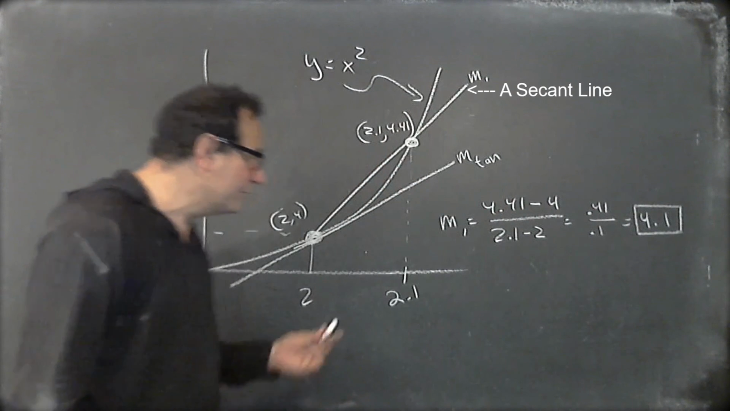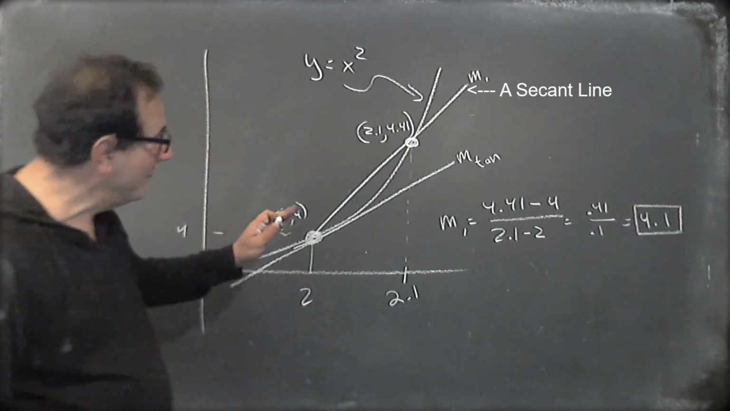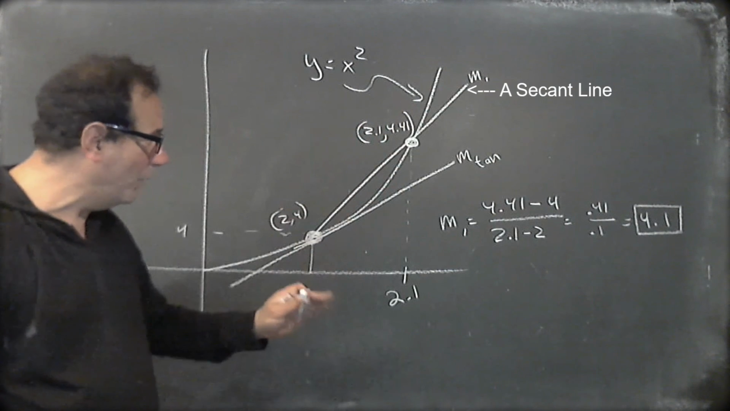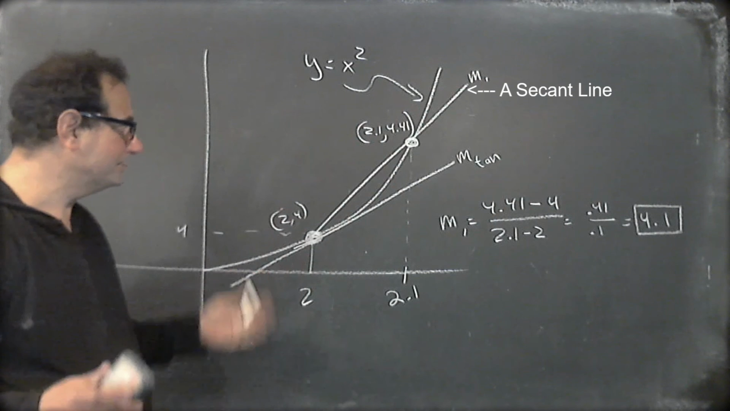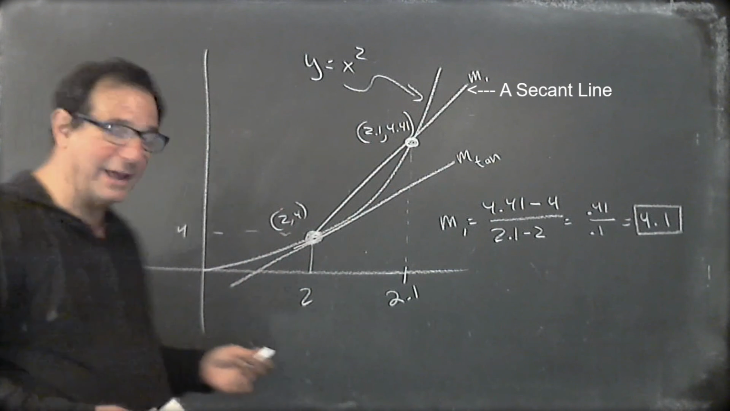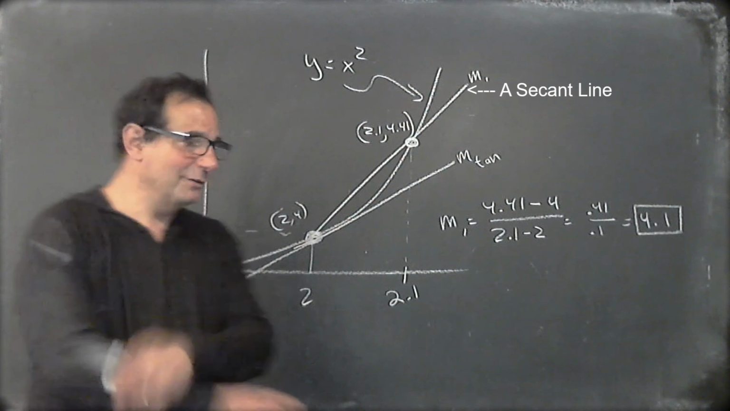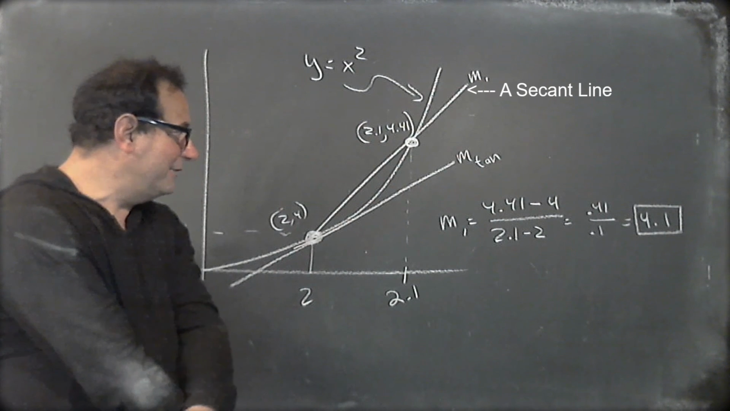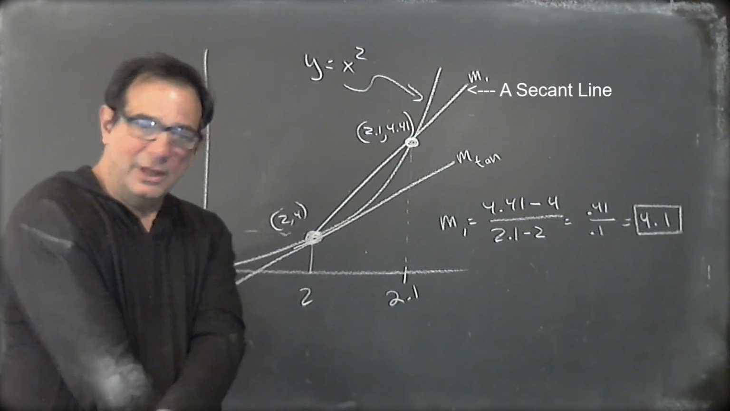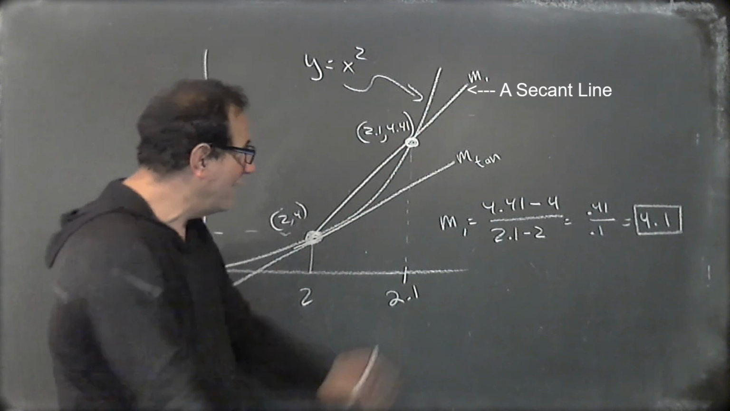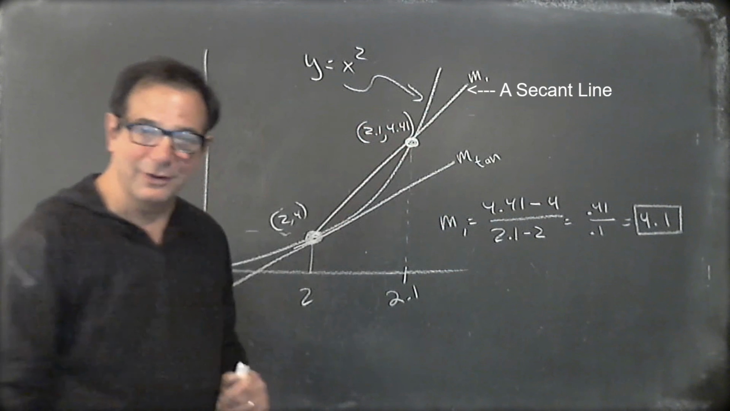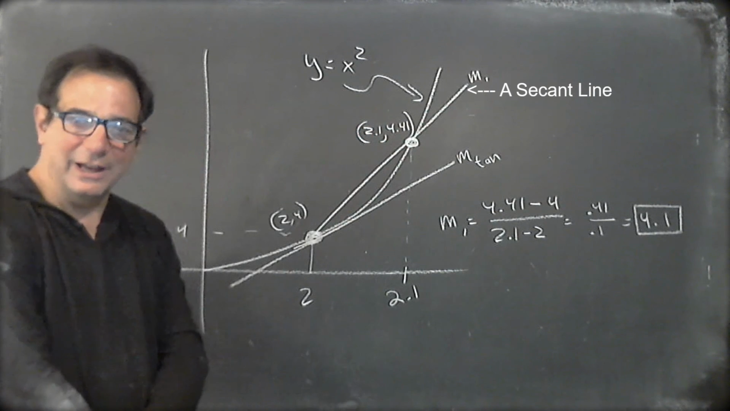So like I said, there's good news here, right? The slope of this line, which is close to the tangent line, is 4.1. Well, okay, that's good. And we could call it a day, but we're not, okay? What we'd like to do is see if we can do better. In other words, can I find a line that's even closer to the tangent line?